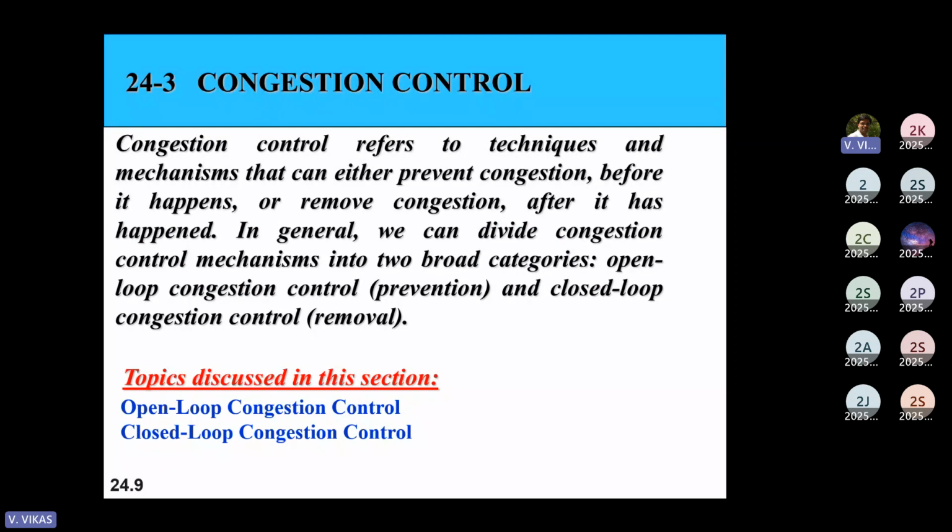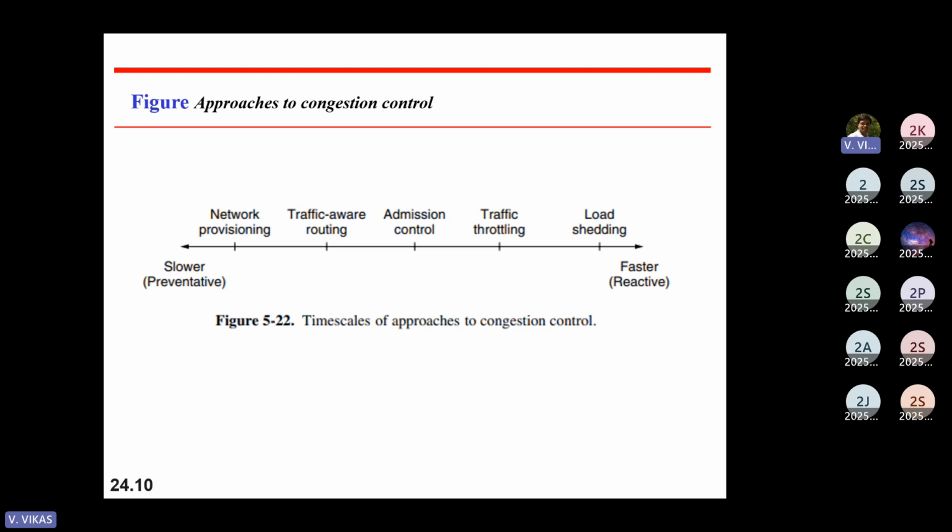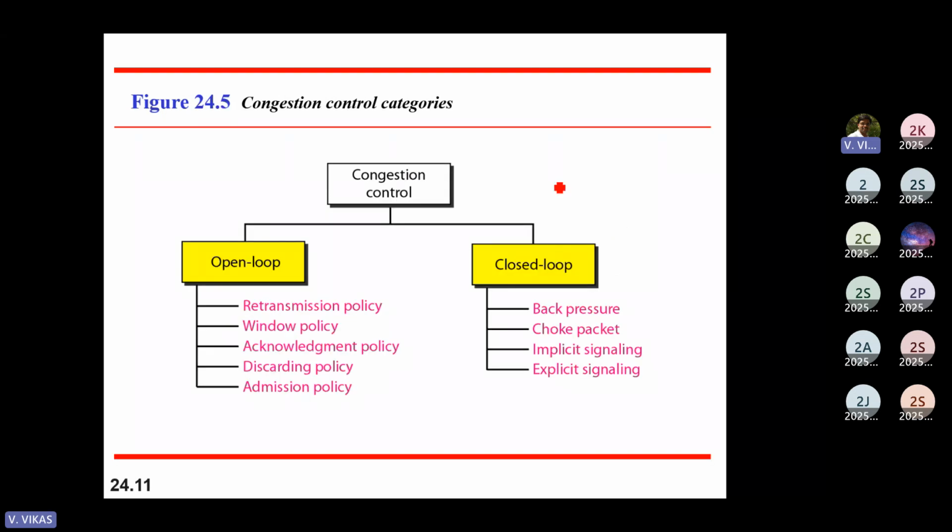So let us look into congestion control algorithms. This one also we have seen: open loop congestion control, which means prevention of congestion before it actually happens. Then closed loop congestion control. This is something like once congestion has happened, how you are trying to regulate the traffic, regulate and control the issue. That is what we'll be discussing. And again we discussed these congestion control mechanisms, open loop and closed loop.